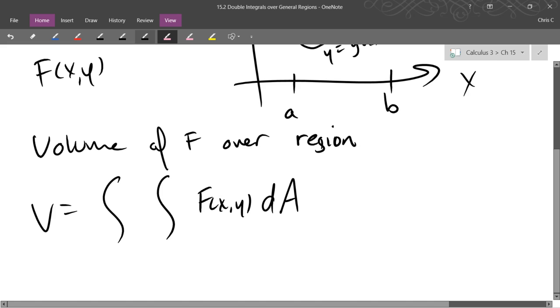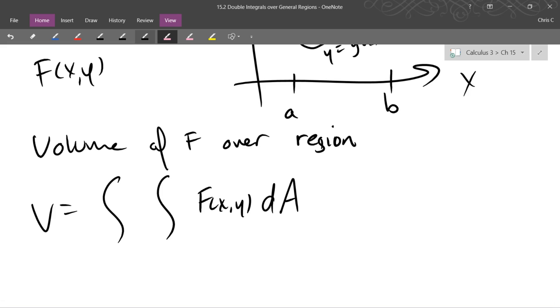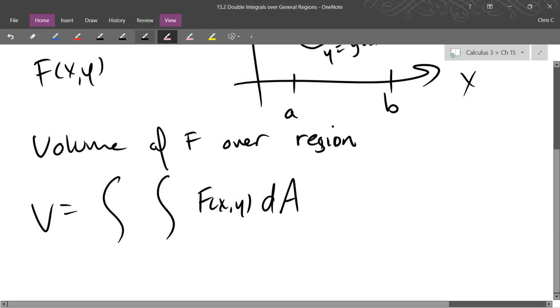Did I write that last section? dA is dx dy or dy dx. It can go either way. So dA just means there's a two-dimensional antiderivative coming up. That's all dA means. It could go dx dy, or dy dx.